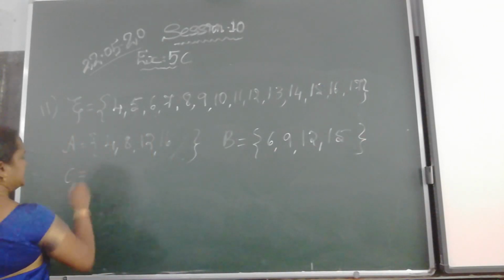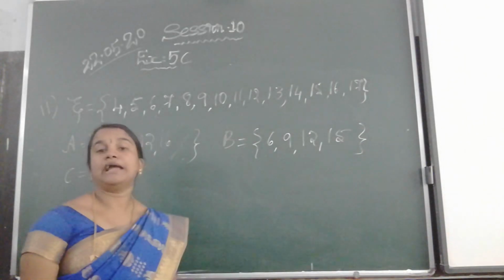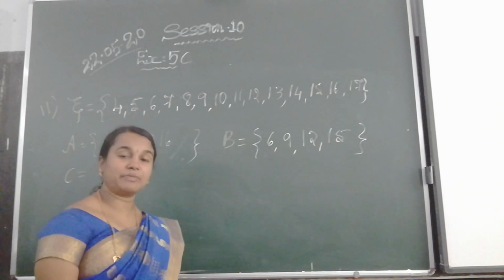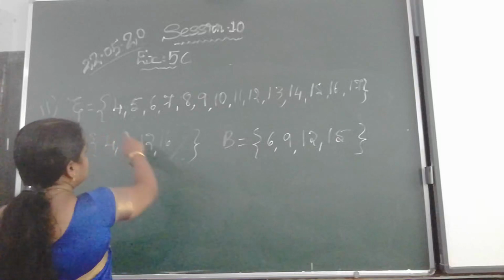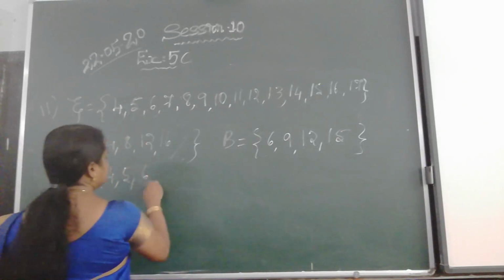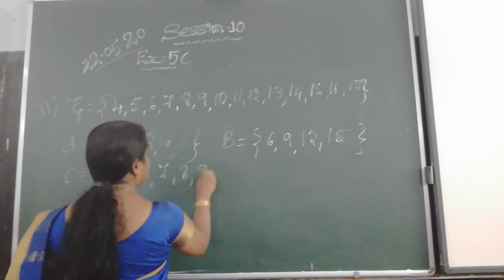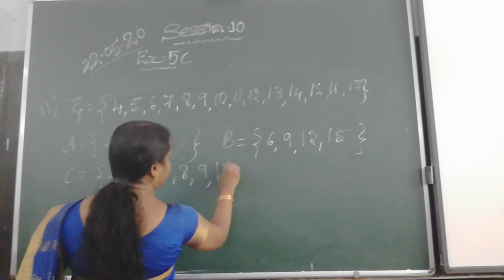Now next, C. What did they tell for C? It is a natural number and it is less than 11. Natural numbers start from 1. 1, 2, 3 we won't take, because for the subset we have to start from 4. 4, 5, 6, 7, 8, 9, up to 11 it is given, so up to 10 only we have to take.